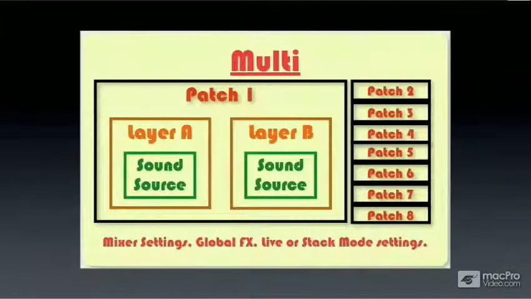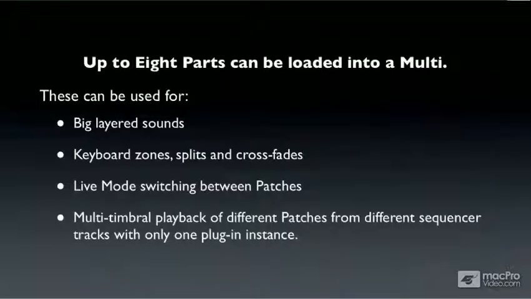So here's the overall view. The multi contains 8 parts or patches, plus global mixer and effect settings and stack and live mode settings. Each patch can contain 1 or 2 layers, and the layers are built up starting with a synthesized or sampled sound source and the full synthesis engine of Omnisphere. When you load up to 8 parts in the multi, there's lots of cool things you can do, like stack and layer them, fade from one sound to another, do live performance keyboard splits and selections, or play multiple parts from your sequencer using just a single instance of Omnisphere.